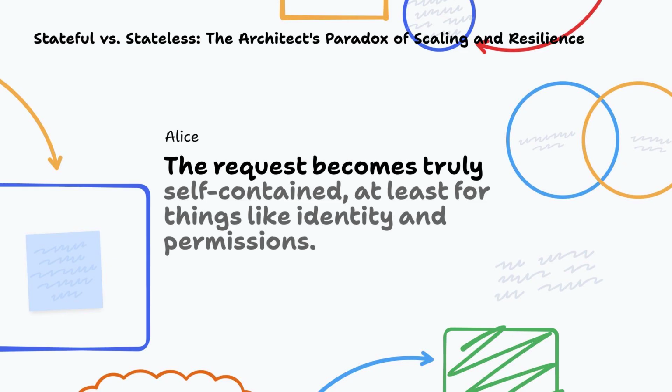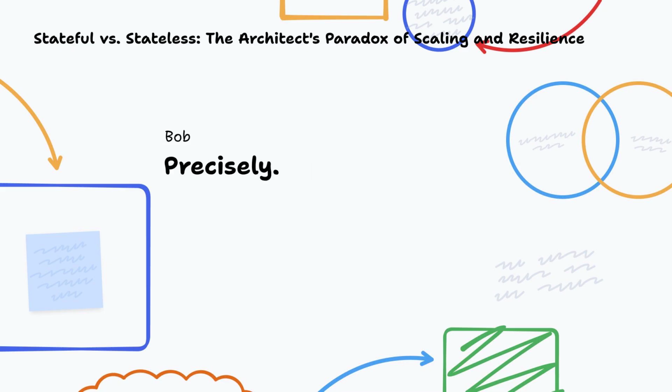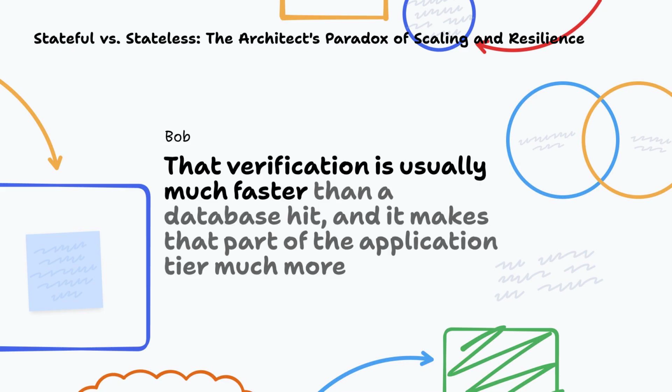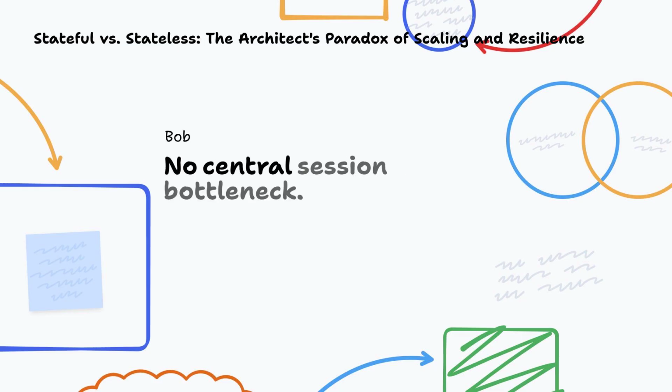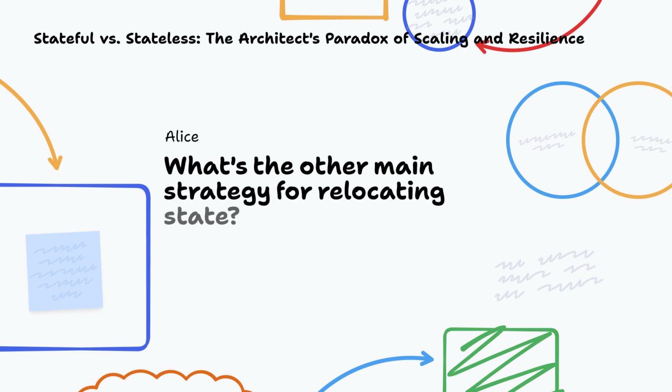The request becomes truly self-contained, at least for things like identity and permissions. No need for a session store lookup. Precisely. That verification is usually much faster than a database hit, and it makes that part of the application tier much more elastic and scalable. No central session bottleneck. Okay, so client-side with JWTs is one option. What's the other main strategy for relocating state?